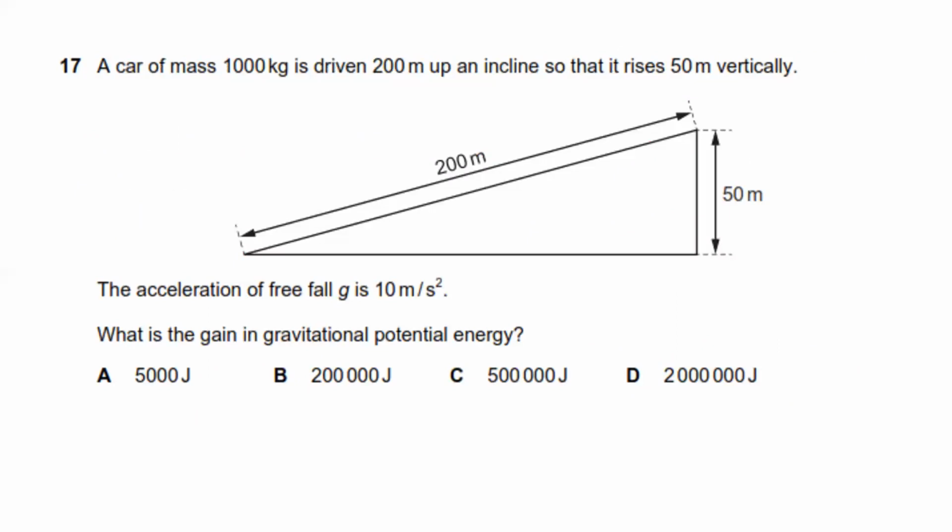So next question, question number 17. It says a car of mass 1000 kg is driven 200 meters up an inclined plane, so that it rises 50 meters vertically. The acceleration of free fall g is 10 meters per second square. What is the gain in gravitational potential energy? So the potential energy over here is 0. Potential energy over here is mgh. So mass is 1000 multiplied by 10 multiplied by height 50. So it is 500,000 joules. So answer C is the right choice.